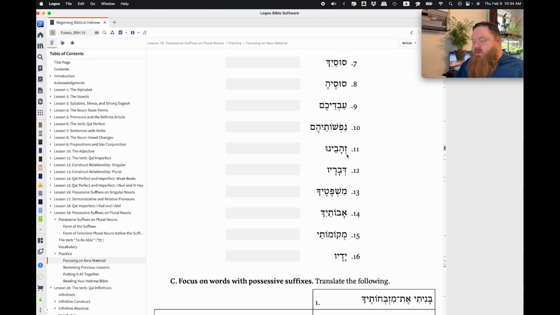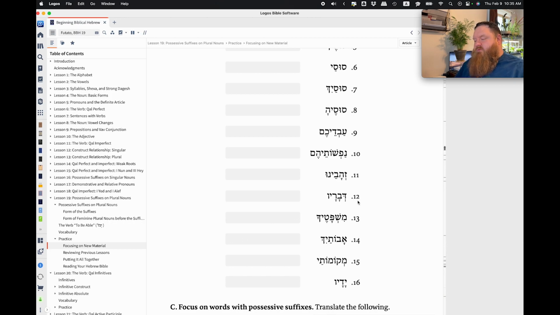Number 11, we've got zahavenu. Zahavenu is going to be gold. I think gold is zahav. Zehav ze gold. That's how I remember that. Assuming that this is gold, we've got the nu suffix. This is going to be our gold, but it's plural. Now, how in the world would you pluralize their golds?